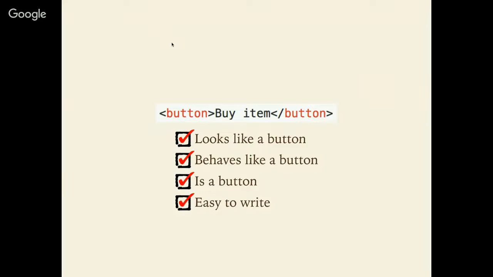And this looks like a button because we use the button element. It behaves like a button because, hey, we used the button element. It is a button because, again, we used that button element. And it's very easy to write because it's just button as an element, then the words buy item, and then closing the tag. So we should all just really use the button element for buttons.